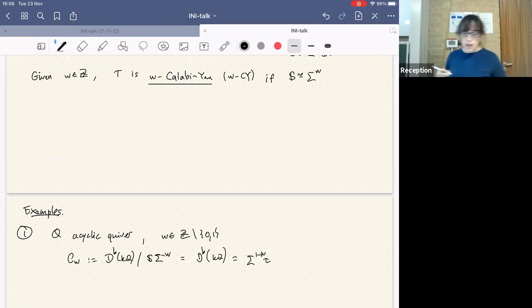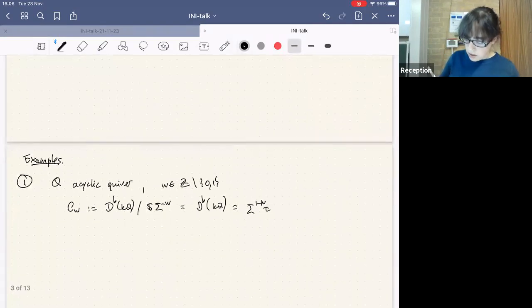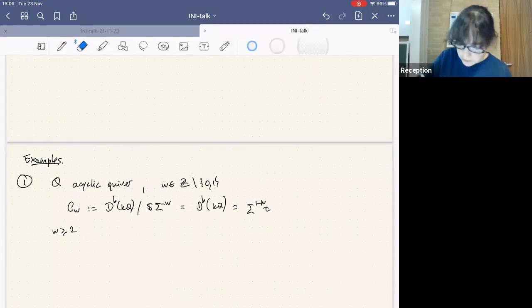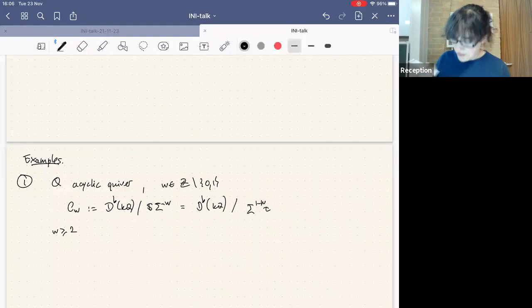And so if w is bigger than or equal to 2, then you have equality. Sorry, I put too many of those. Yes, thank you. So if w is bigger than or equal to 2, you've seen this already. These are the classical cluster categories, so positive Calabi-Yau categories. So this is the higher classical cluster categories.